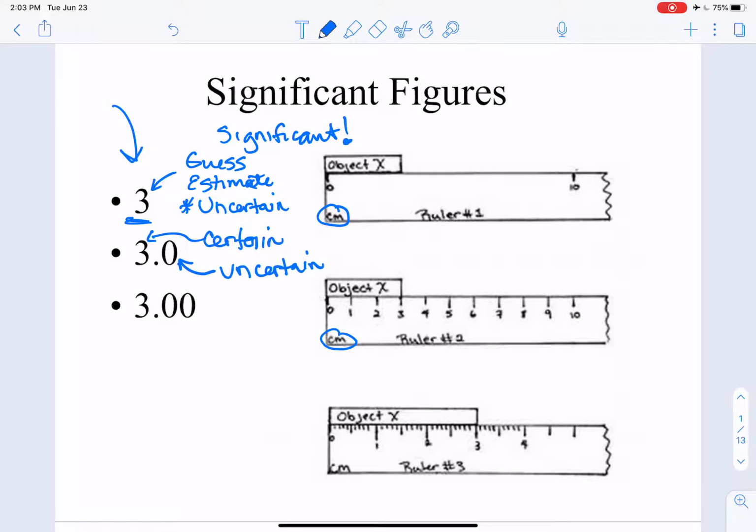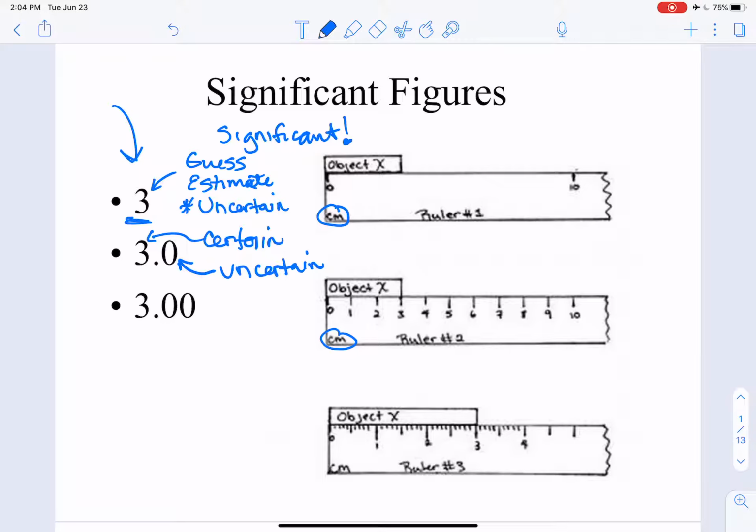So what we're saying when we report object X as measuring 3.0 centimeters is we're sure that it's 3. We're sure that it's not 2 and it's not 4 centimeters. We're all sure that it's measuring 3 centimeters. But then we have to report another value, which is our guess. And that one has wiggle room. So if you're measuring this with a partner, you might measure 3.0 and your partner might measure 3.1. And both of those are correct, as long as you're both getting your certain value the same, the 3.